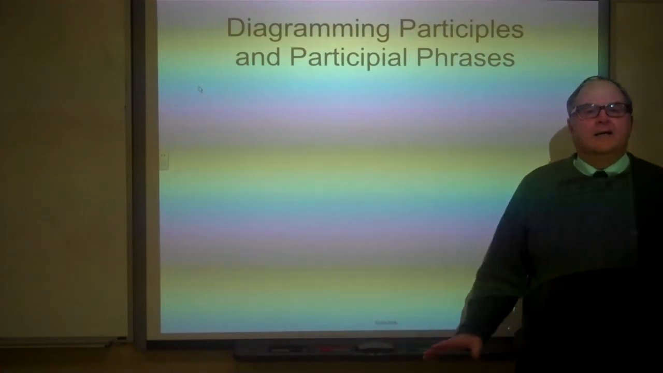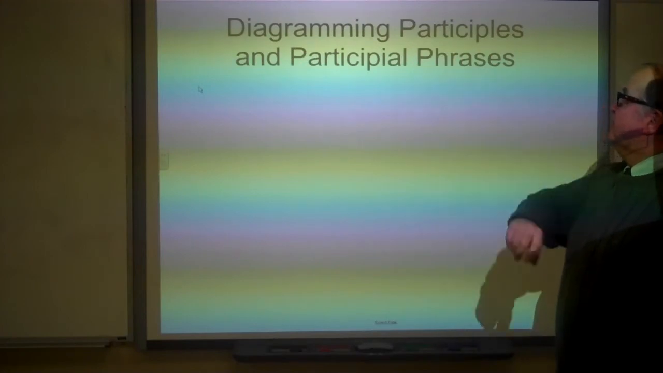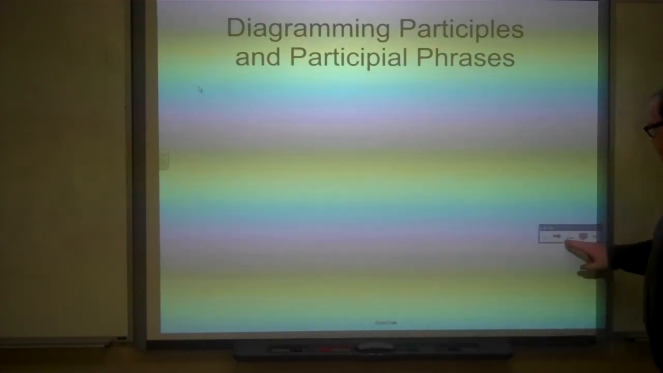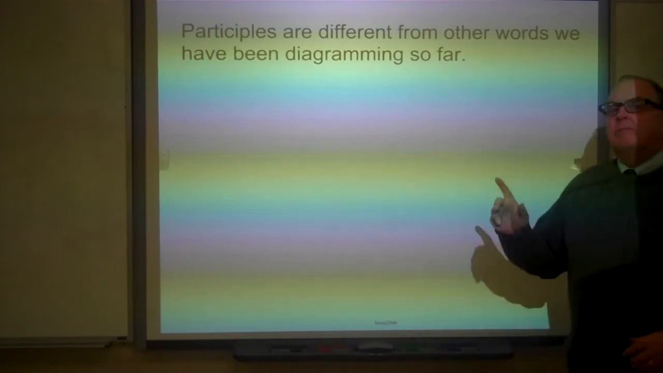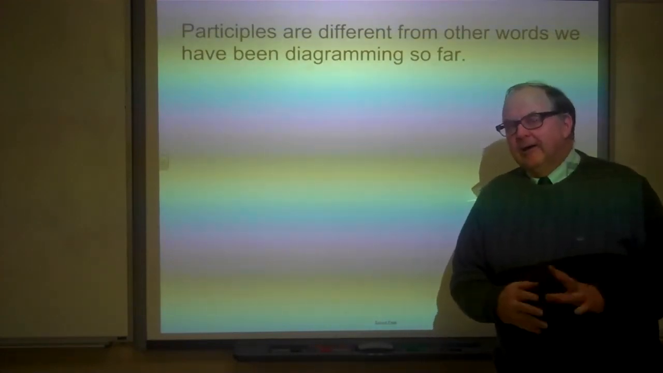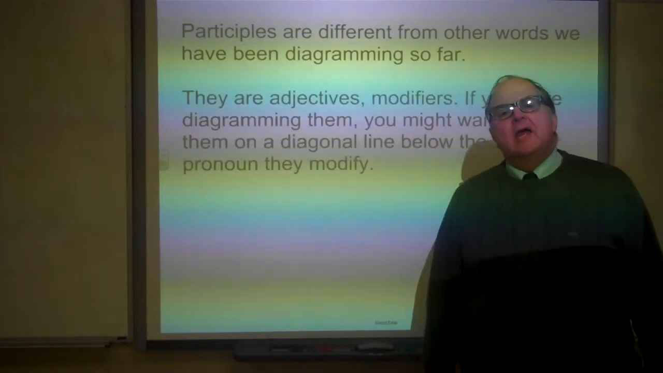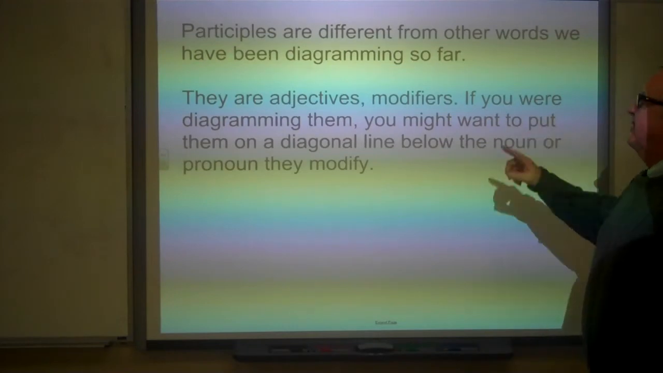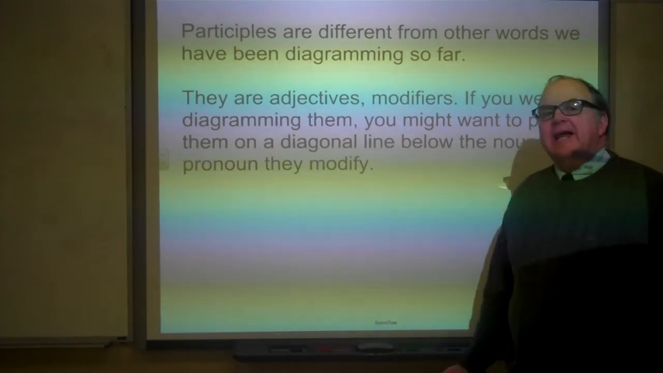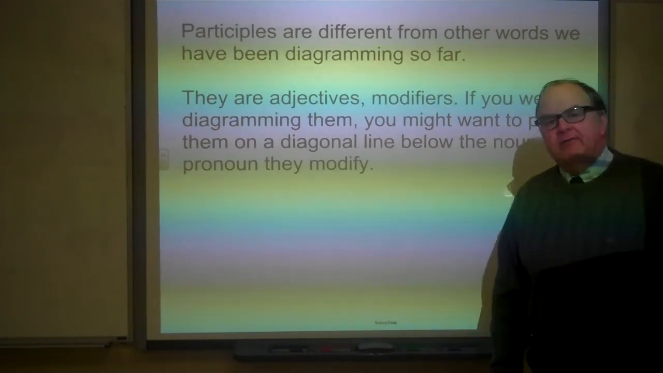Hello. Today I want to talk about diagramming participles and participial phrases. Participles are different from other words we've been diagramming so far, and I think you can probably figure out why. They are adjectives, modifiers. If you were diagramming them, you might want to put them on a diagonal line below the noun or pronoun that they modify.